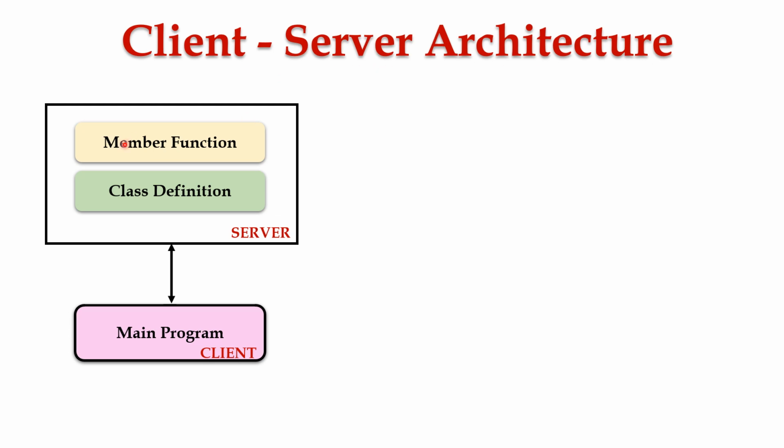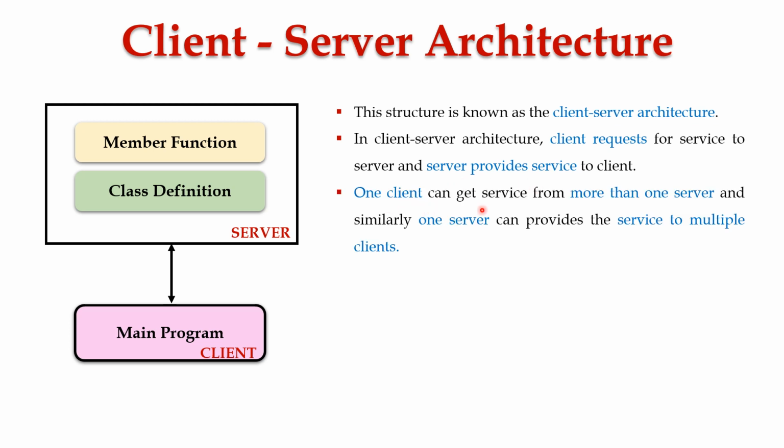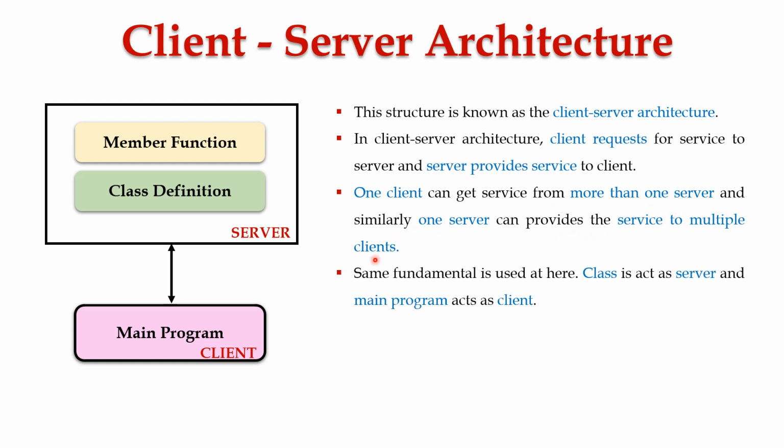Client-server architecture. The structure is also known as client-server architecture. In client-server architecture, client requests for a service to server and server provides the service to the client. One client can get service from more than one server, and similarly, one server can provide service to multiple clients. The same fundamental is used here.